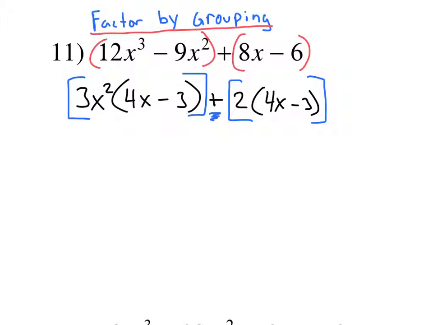Okay, so looking at my large binomial, does the large binomial have any common factors between its two terms? Remember, what's a factor? Things multiplied together, right? I didn't say how big or small those things had to be. 4x minus 3 is a common factor. Why is it a factor? Because 4x minus 3 is multiplied to the 2. 4x minus 3 is multiplied to the 3x squared. So therefore, it is a factor in those two terms. And it's common to both, so I'm going to factor it out.